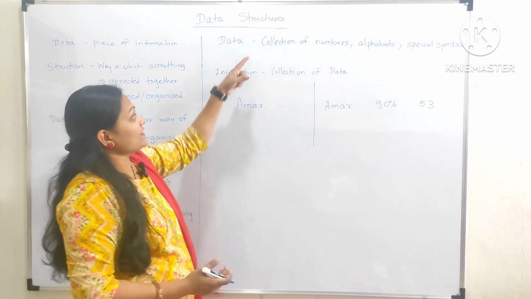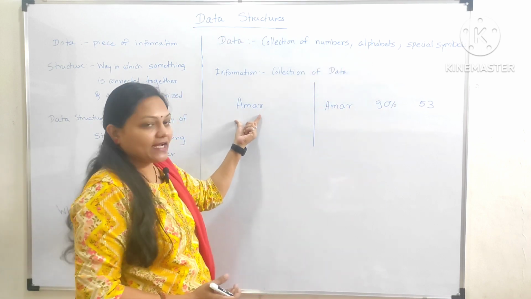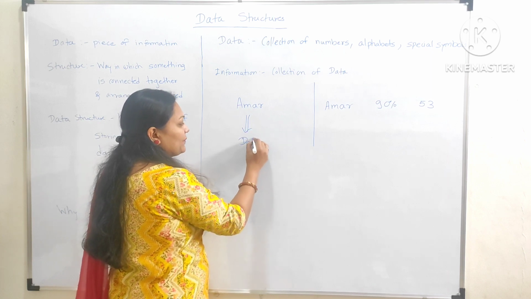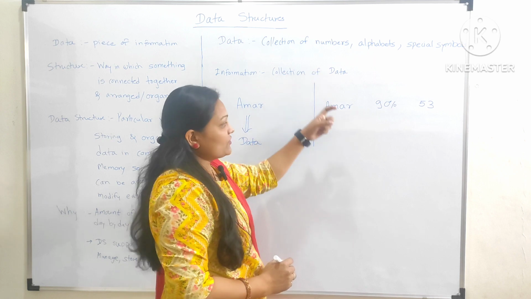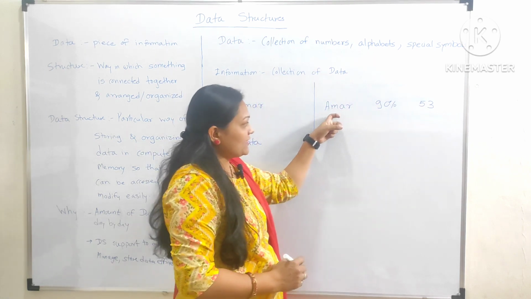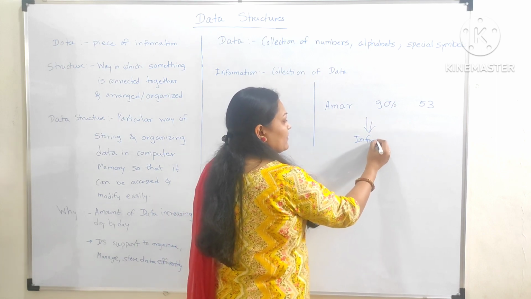That's why we can say data is a collection of numbers, alphabets and special symbols. So this we can say as data, and information is a collection of data. So this is data, this is another data, this is another data of this data, so this we can say as information.